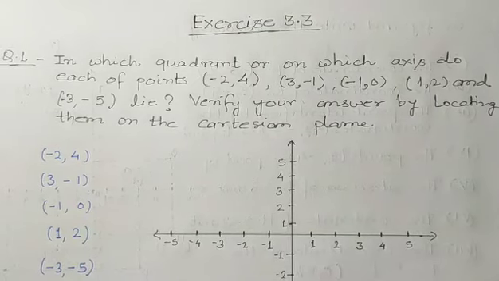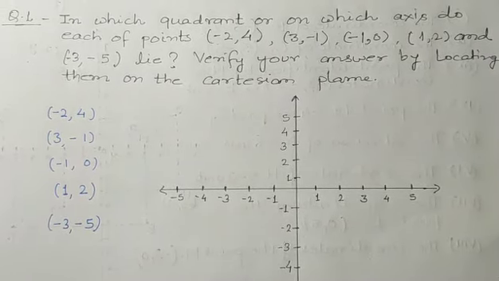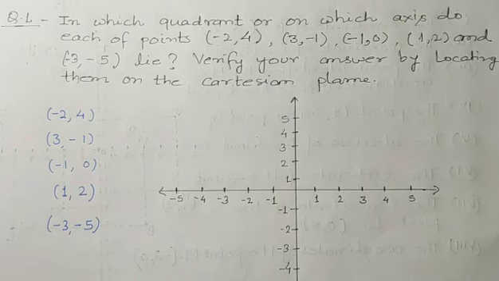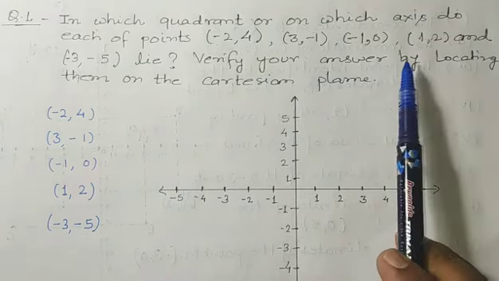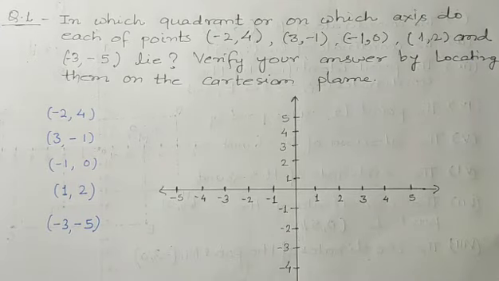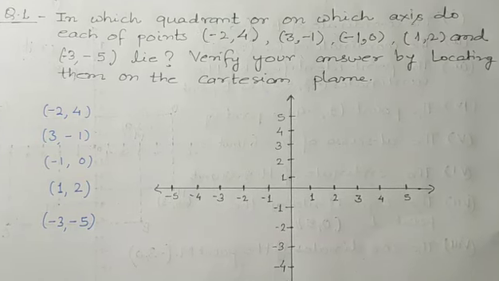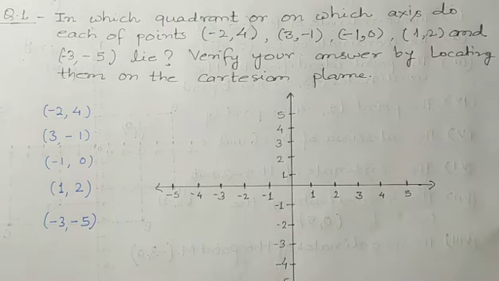Now exercise 3.3, students, the first question of exercise 3.3 is, in which quadrant or on which axis do each of points (-2, 4), (3, -1), (-1, 0), (1, 2) and (-3, -5) lie? Verify your answer by locating them on the Cartesian plane. Okay, this plane is called Cartesian plane.